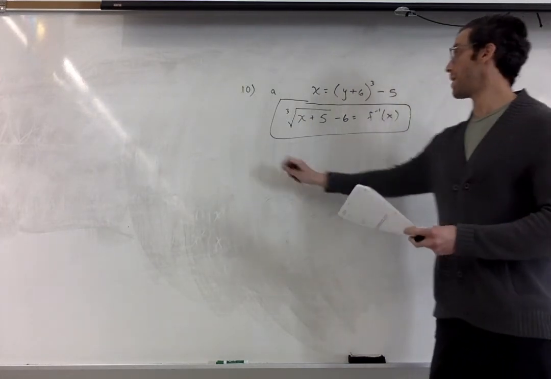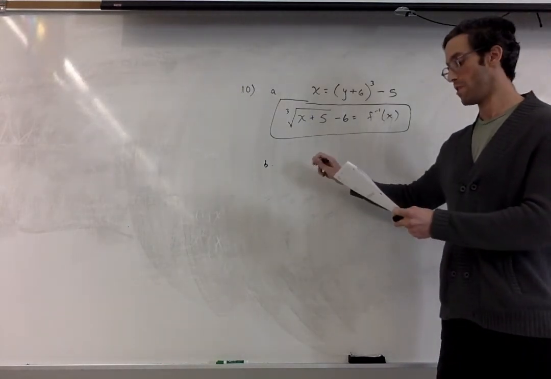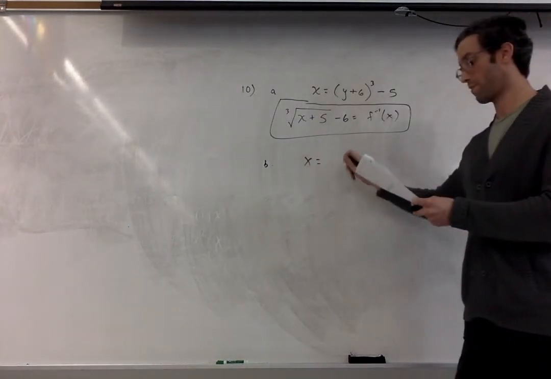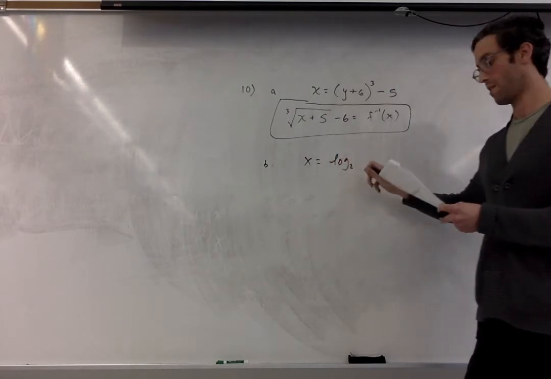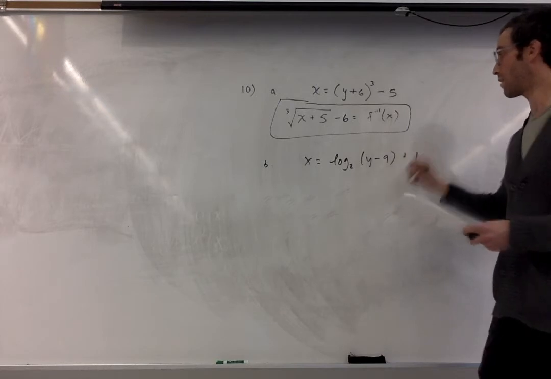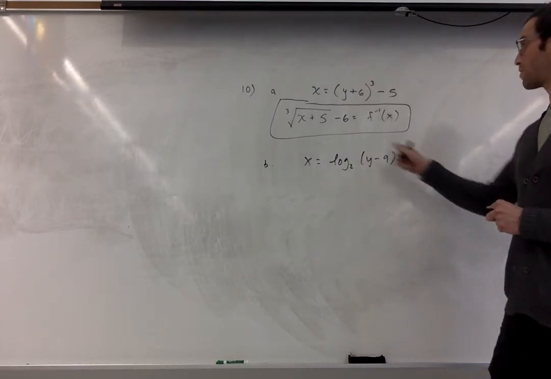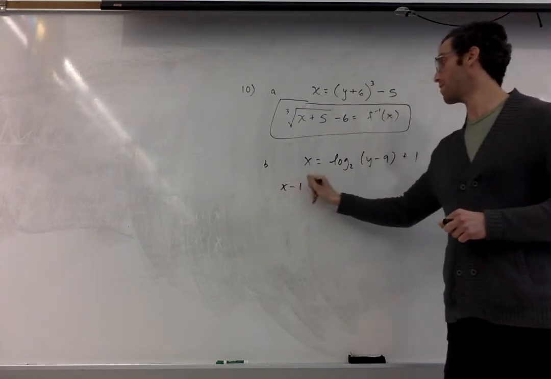All right, letter b. Logarithmic function is also 1 to 1. So we have x equals log base 2 of y minus 9 plus 1. I'll take this one a little bit more slowly because it's a logarithm and logs are a little harder. But we're going to subtract 1 first. I'll show you every step this time.